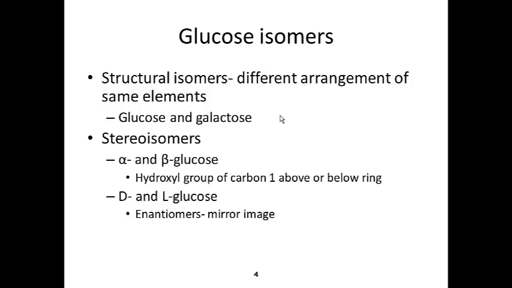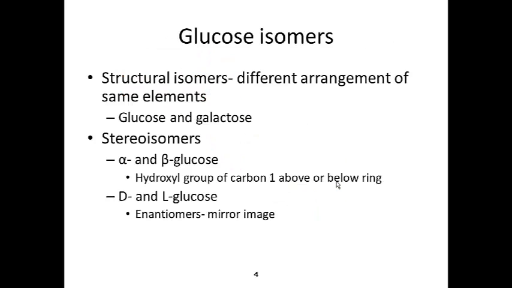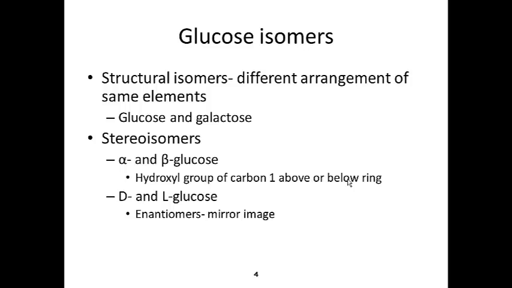So we have structural isomers for these monosaccharides. Glucose and galactose, same chemical formula, different structure. They can also be stereoisomers based on the position of that hydroxyl group. Whether that OH is above or below the ring, it's going to give us our alpha and beta forms. You can see the alpha form here based on the position of that hydroxyl.